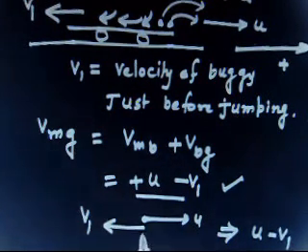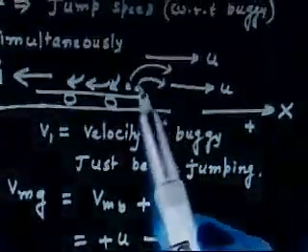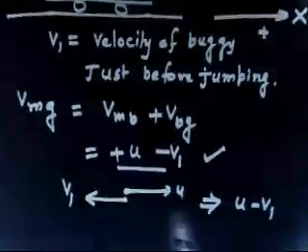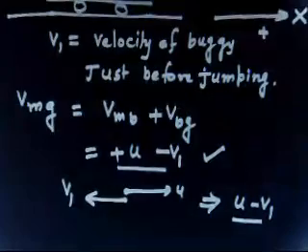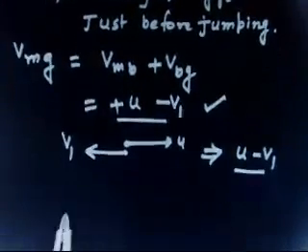You can get the same velocity just by drawing a velocity diagram. So this man has two velocities. In this direction the speed is u. In the opposite direction it has a speed v1. So the actual velocity with respect to ground is u minus v1. Now we will apply the momentum conservation.